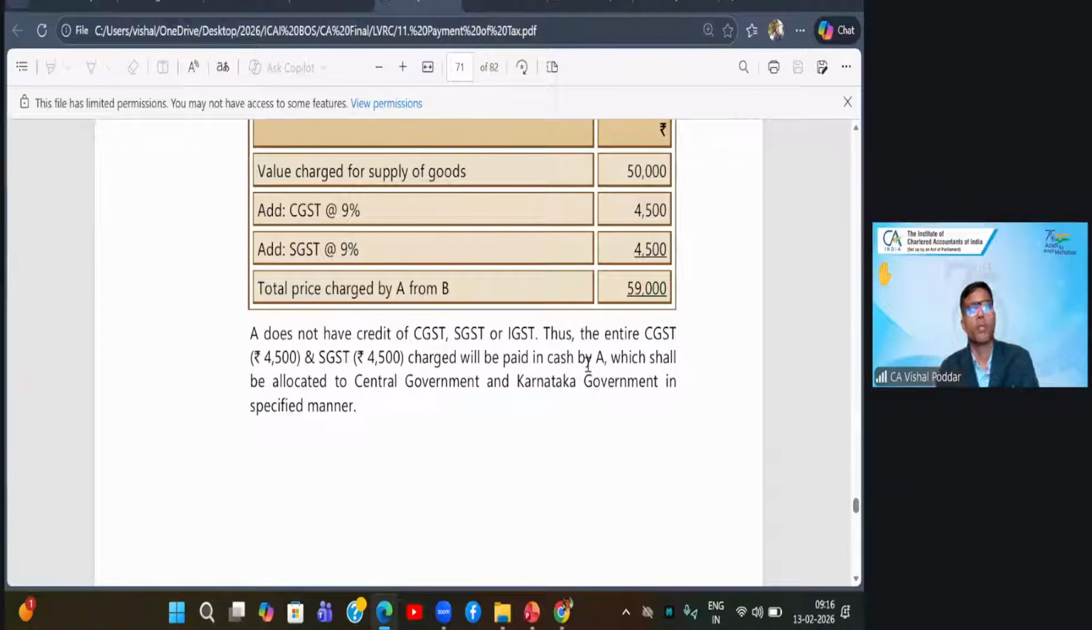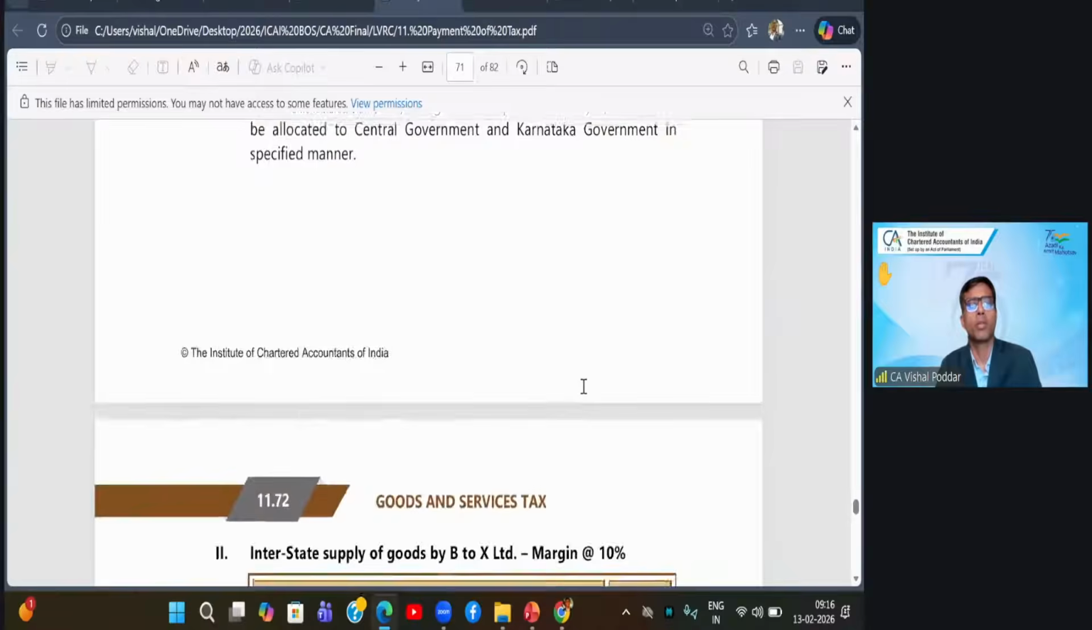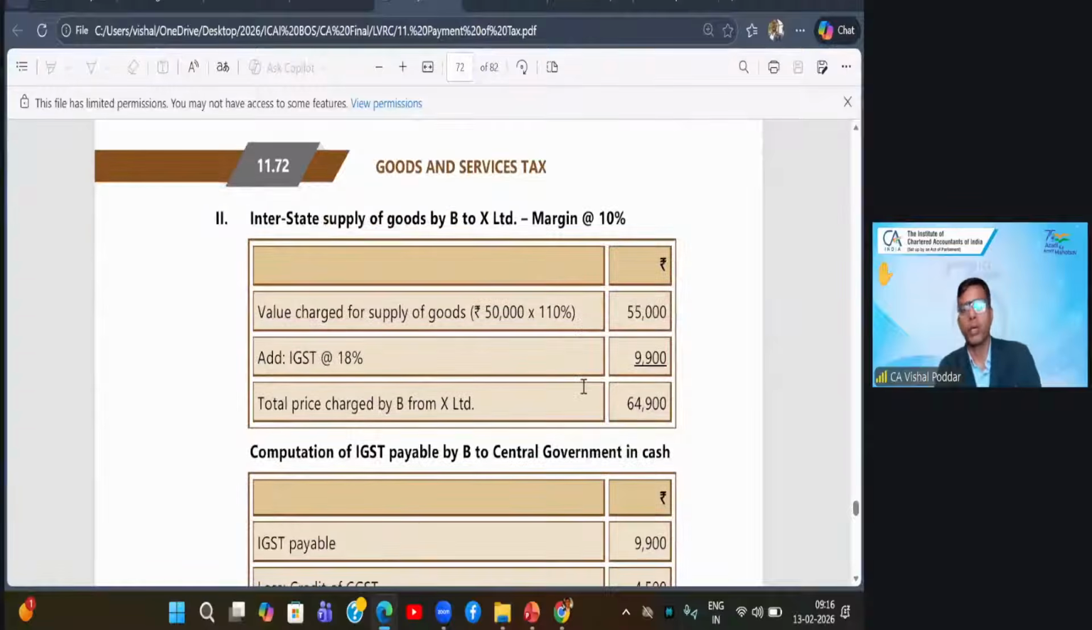A will have to make this entire payment of 4,500 in cash to the government. So to which government will it be paid? 4,500 is paid to the central government and 4,500 to the local government, the state government, since it is an intrastate supply and the local state government is Karnataka.